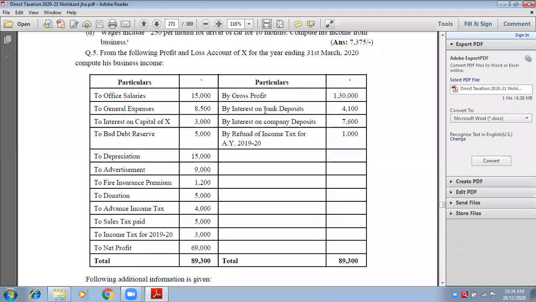Already shown in the P&L, no? But these things are not related to P&L, business P&L. Okay, so these are the incomes that are related to other sources. Head of other sources, the next chapter that we are going to do. Okay, so this income less 4,100, interest on company deposit also less 7,600, and refund is never an income, therefore 1,000 will also be deducted. All these, tell me what is the total of all these 3 items? 12,700. Okay, 12,700.